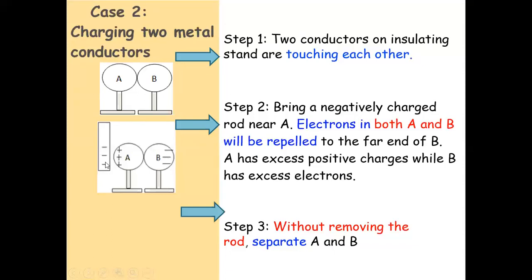Now again we are not going to remove the rod; we are going to separate A and B in the presence of the rod. If it is done otherwise, if the rod is removed in this condition, the charges will immediately redistribute and there is no charge, and A and B will again become neutral bodies. So in order to charge A and B, we keep this rod and then separate spheres A and B. In this way, A will have the positive charge and B will have the negative charge.